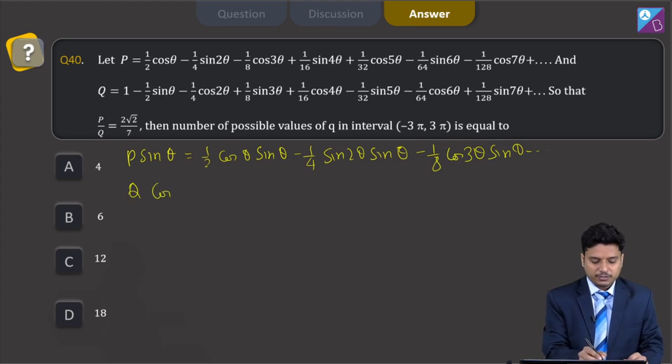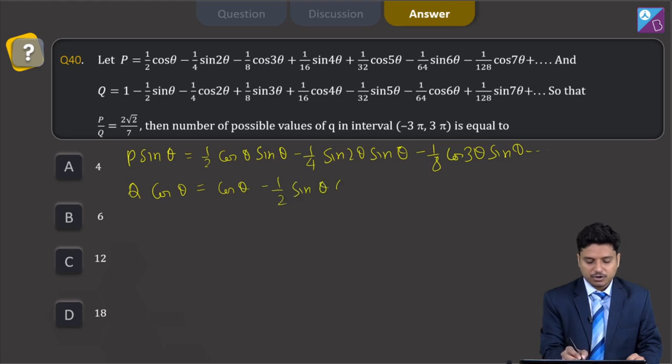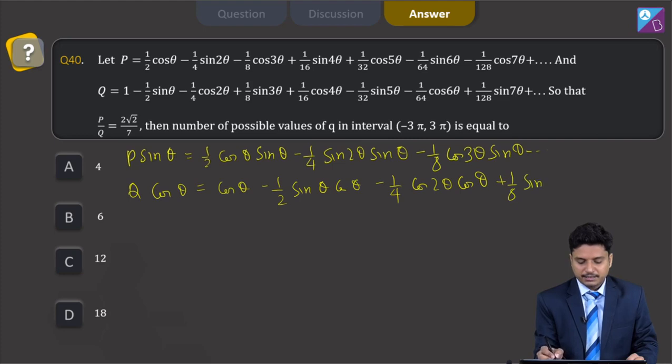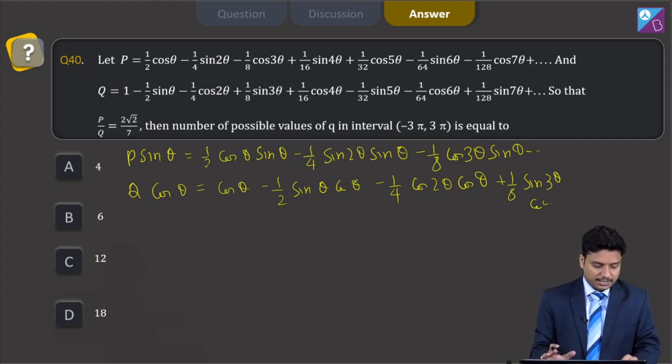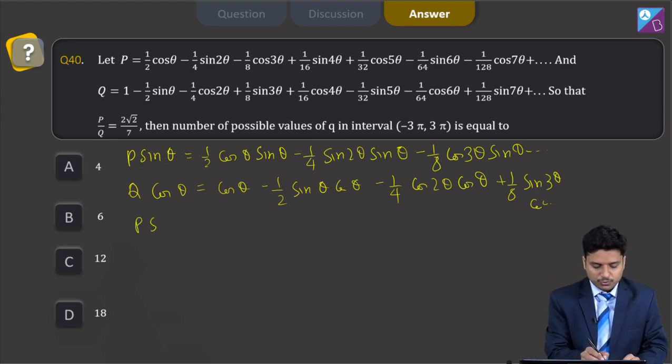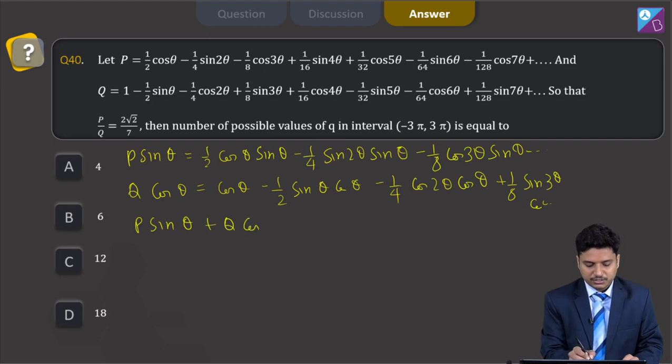Similarly, if you go with Q cos theta, this Q cos theta can be written as cos theta minus half sin theta cos theta minus 1 by 4 cos 2 theta cos theta plus 1 by 8 sin 3 theta cos theta, and so on. So what combinations can be formed with this? Now P sin theta is given, Q cos theta is also given. So what you can do is add these two, P sin theta plus Q cos theta.